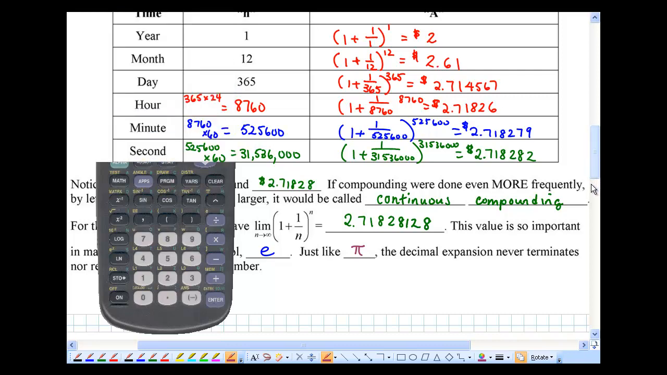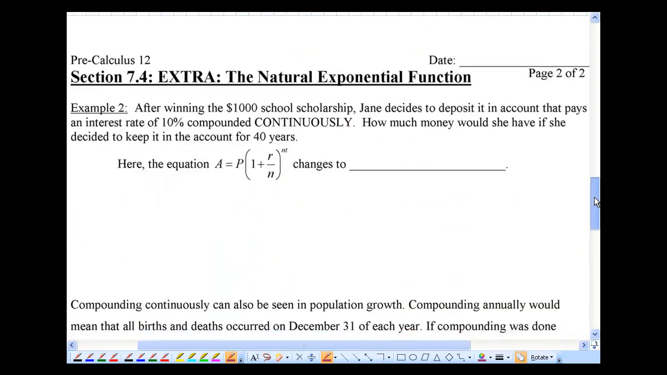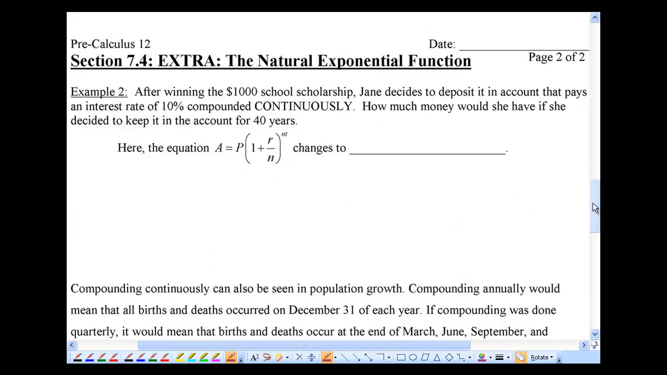So where are we going to use this now? Okay, so here's example number 2. It says, after winning the $1,000 scholarship, Jane decides to deposit it into an account that pays an interest of 10%, but this time it's compounded continuously. So how much would she have if she decided to keep it in the account for 40 years?